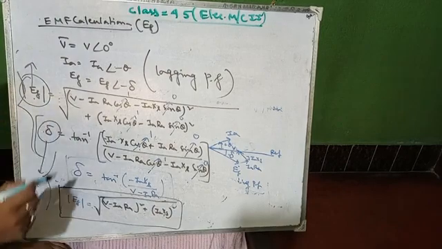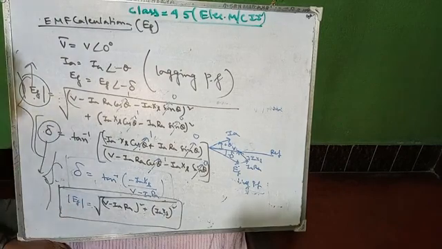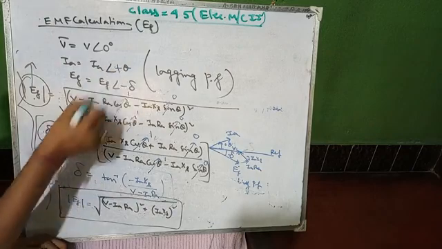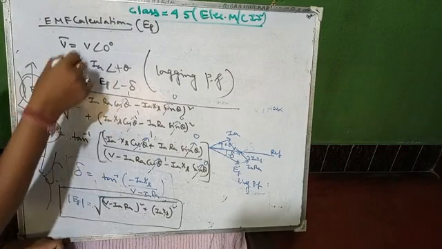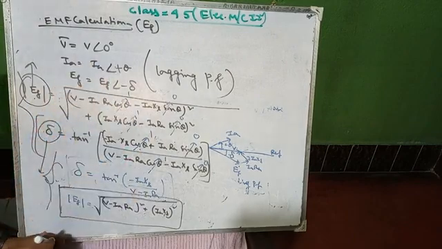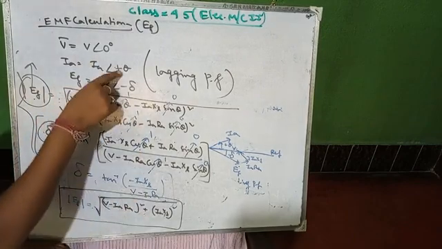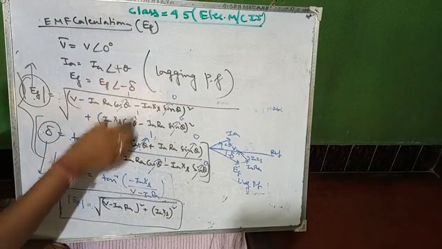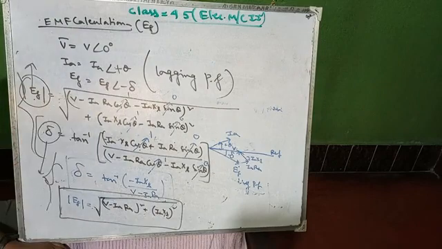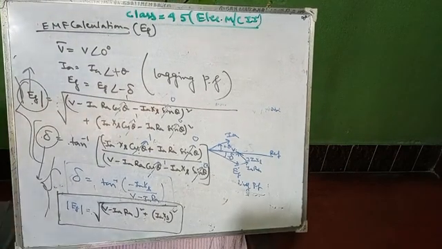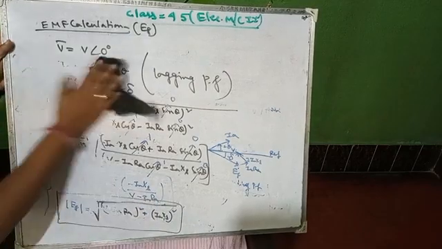So this is for lagging power factor load, this is for unity power factor load, and for the leading power factor load only plus theta will be there. So all the theta terms will be positive, and calculate again from the first. Okay, so please apply the plus theta to calculate the excitation EMF and the torque angle for leading power factor type load. Okay, so this is all about the EMF calculation.